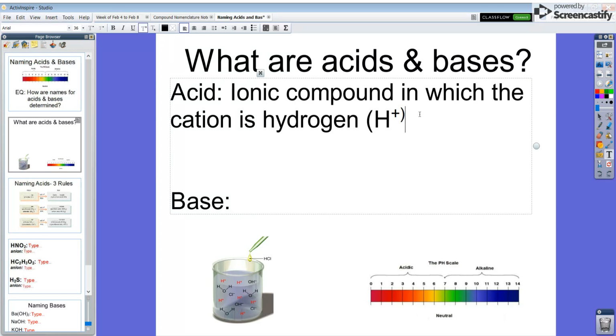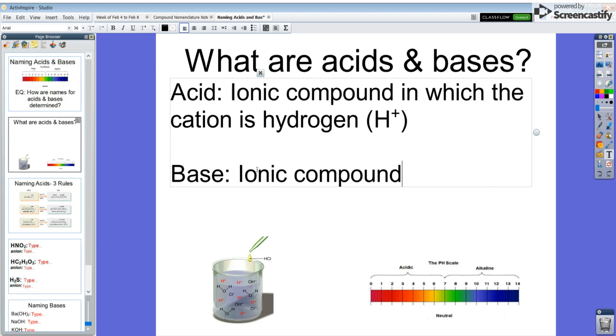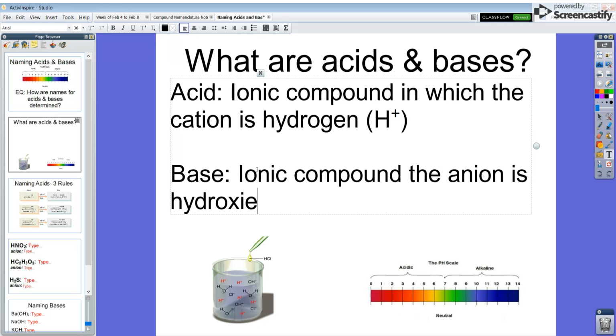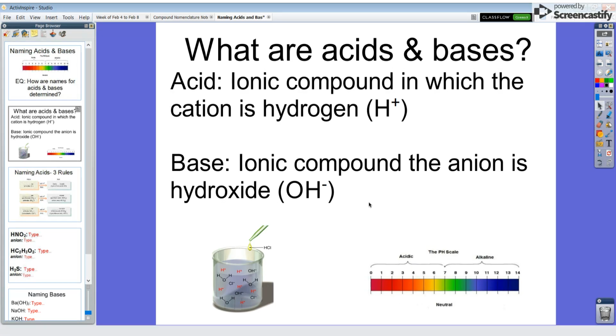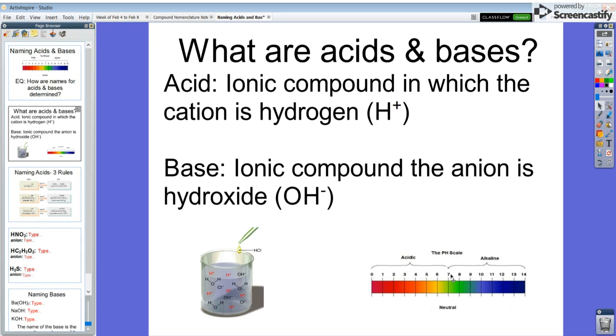A base is also an ionic compound, but instead of the cation being hydrogen, like in acids, the anion is hydroxide, which is OH minus. Now, I'm sure when you took middle school science and biology, you talked a little bit about acids and the pH scale. We're not going to spend a lot of time in 10th grade chemistry on acid-base chemistry. If you choose to take AP Chem, you'll do a whole lot.